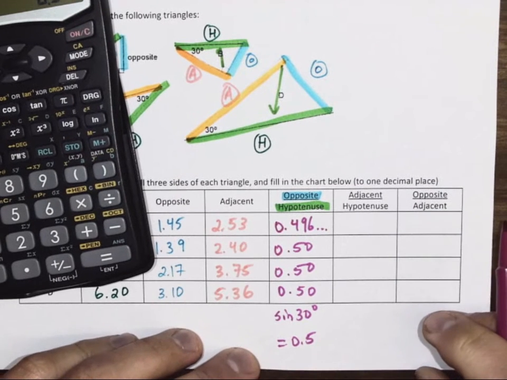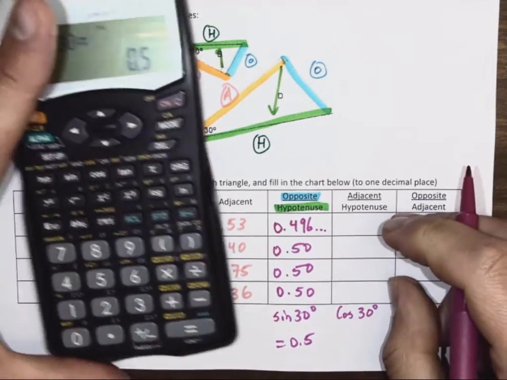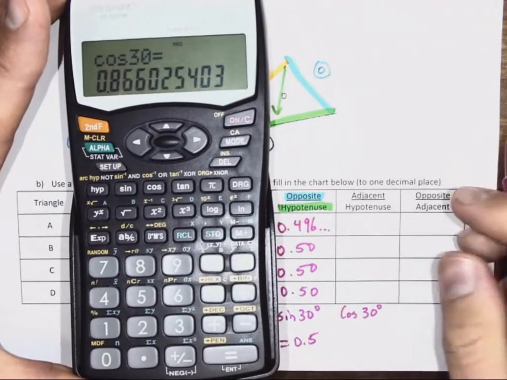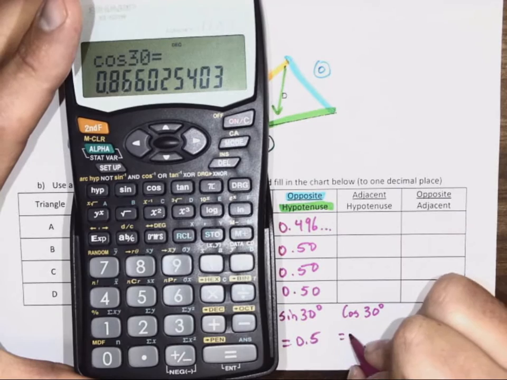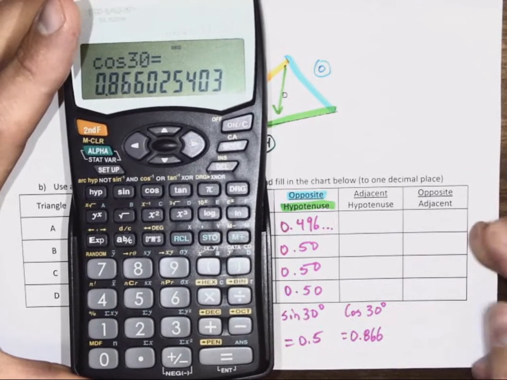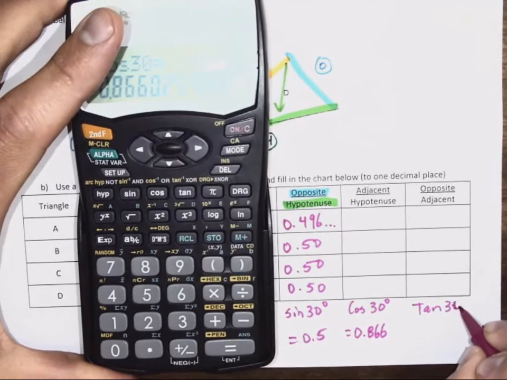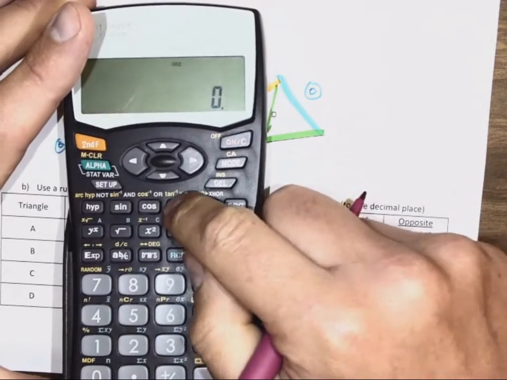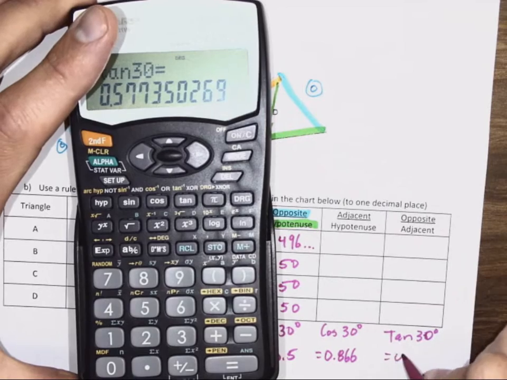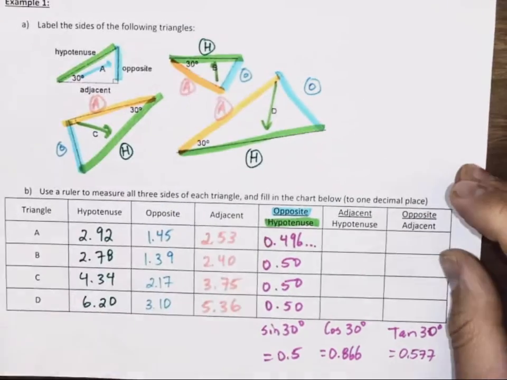I can't remember how well they work out, but if I use some more of these, cosine of 30 degrees, 0.866. All of these should be close to 0.866. And if I take this third button on our calculator, tangent, or tan of 30 degrees, 0.577. All of these should be fairly close.